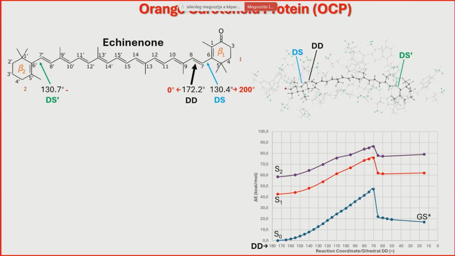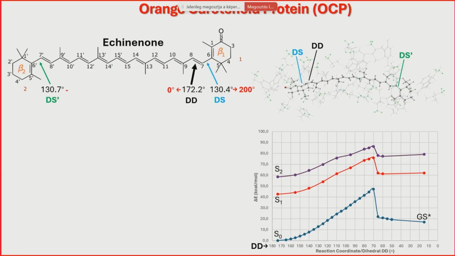So all other degrees of freedom were let to relax, except those green atoms here, which are anchored to the MD simulation positions, and we scan the DD dihedral angle stepwise, in increments of 10 degrees. So you get an energy profile for the ground state.